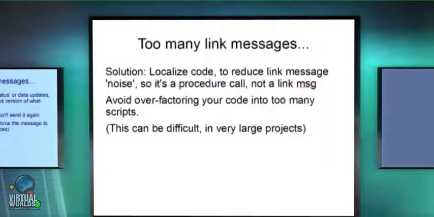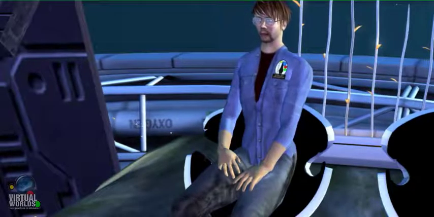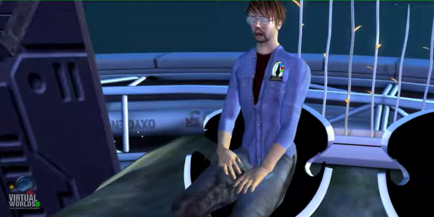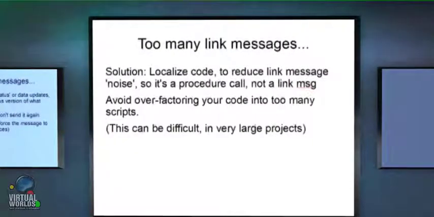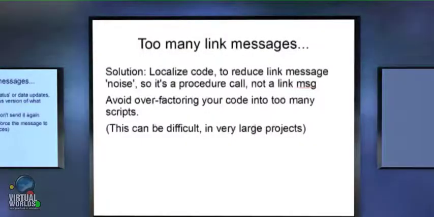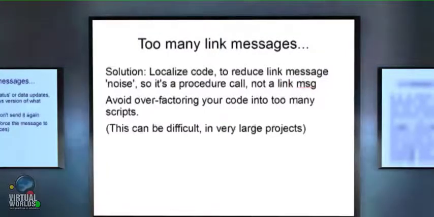So now that we've talked about distributing things out, if you have too many link messages, one of the solutions is to localize code. I've done this in the case where you need to reduce link message noise. If it's local, if it's a procedure call, it's not a link message. You're not invoking any kind of unnecessary noise.